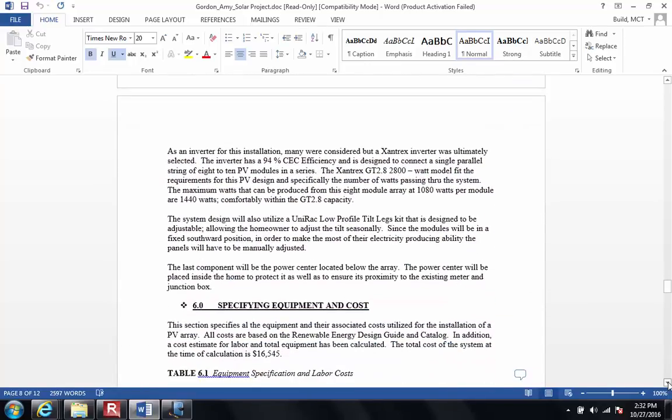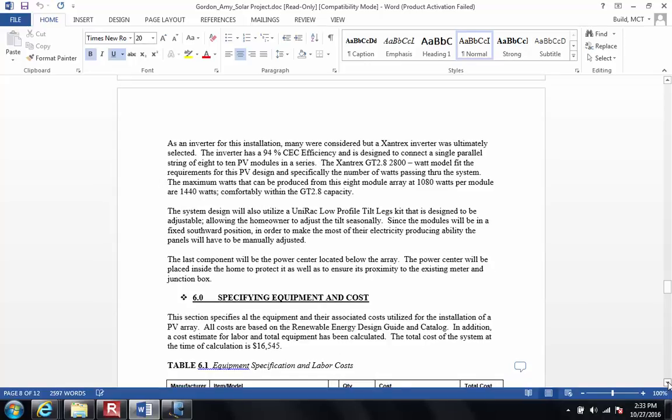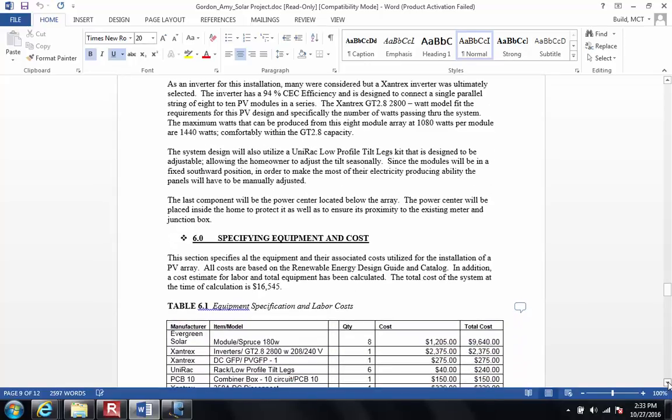As far as the inverter, Xantrex, still a brand name that's around. 94% efficiency is pretty close, I would guess. It was rated to 2800 watts. They're only looking at 1440 watts for their system, so that fits within that capacity.